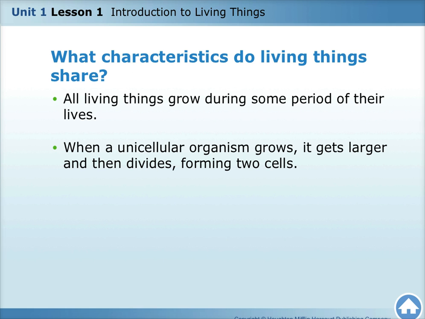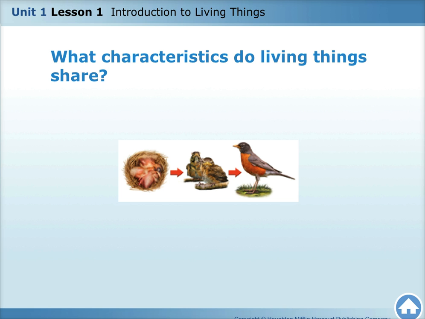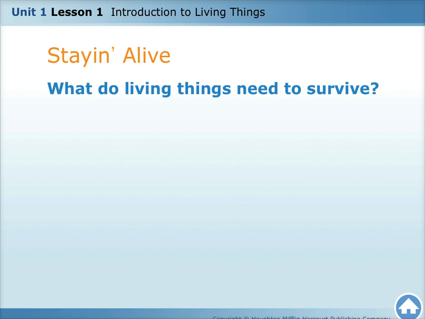All living things grow during some period of their lives. When a unicellular organism grows, it gets larger and then divides, forming two cells. This happens using binary fission. When a multicellular organism grows, the number of cells in its body increases and the organism just gets bigger. How does a bird develop and change as it grows?